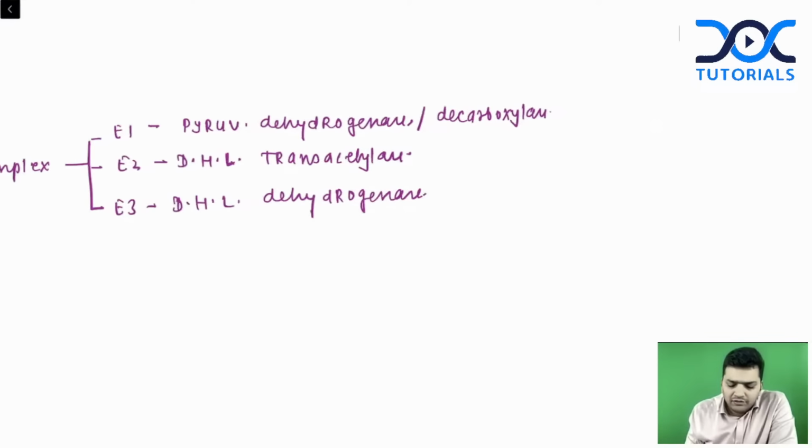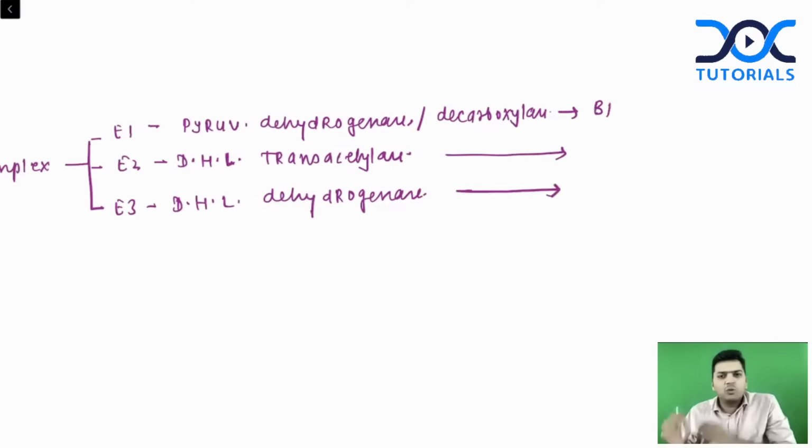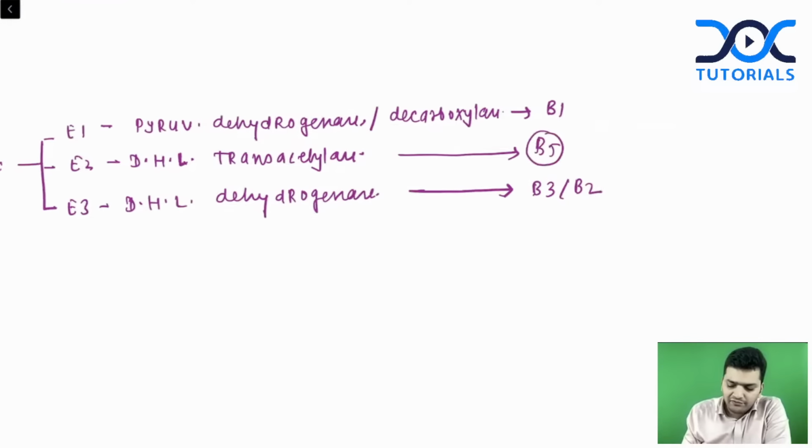Can you tell me what is the coenzyme for E1, what is the coenzyme for E2, and what is the coenzyme for E3? Yes, E1, the coenzyme is vitamin B1. This is how we have remembered. E1, the coenzyme is B1. E3, the coenzyme is B3, B2. So E1 is B1, E3 is B3, B2, and E2 is B5 and lipoamide.